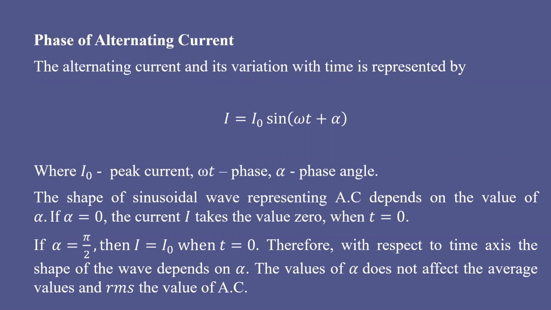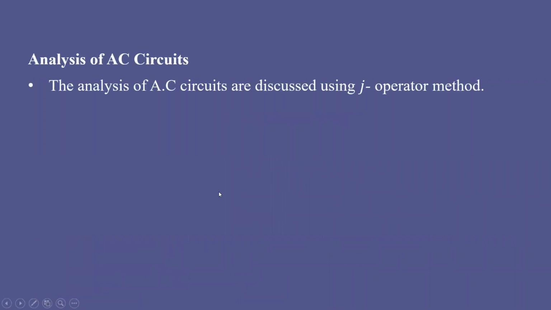Two AC signals are said to be in phase when alpha is the same for them. So same phase means at t equal to 0, they will have the same value of current I. That is how we can understand the phase of alternating current. Then, analysis of AC circuit.